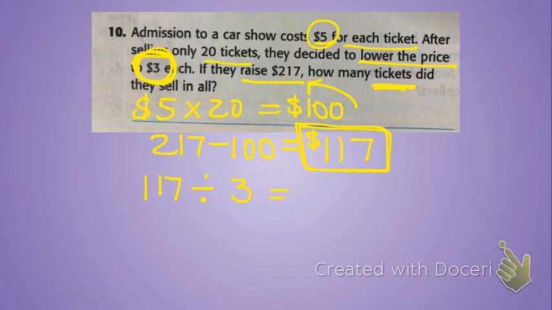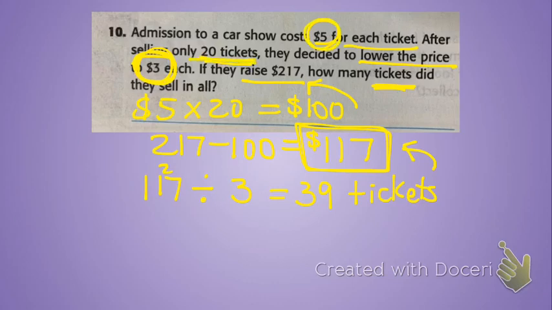3 goes into 11 3 times. That leaves me 2 left over. 27 divided by 3 is 9. So it's 39 tickets. But again, if you remember, that's not my answer. That's just how many tickets they sold at the $3 price. How many did they sell at the $5 price?